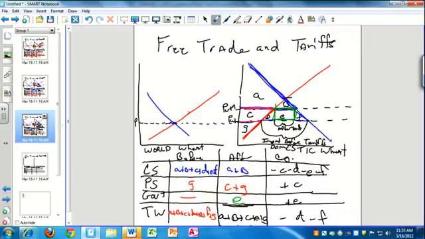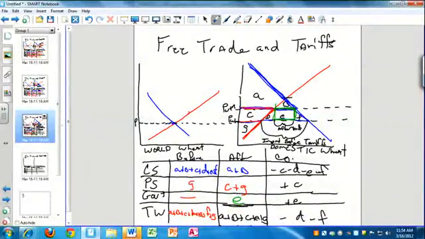We see that consumers lose more than producers and government gain. On net, the deadweight loss associated with the new tariff is represented by that D and F, the inefficiency.